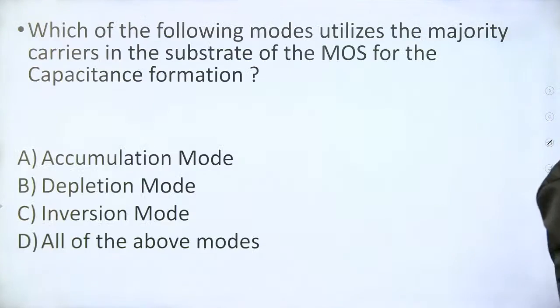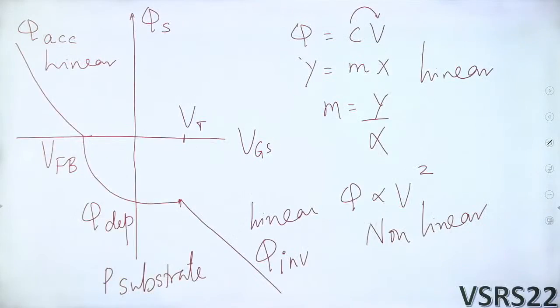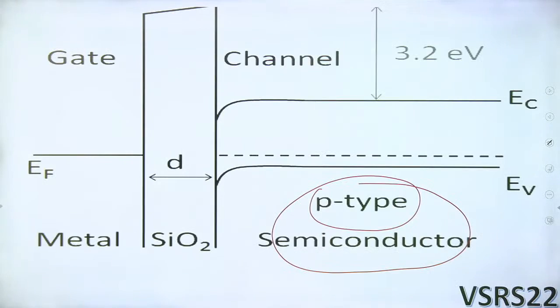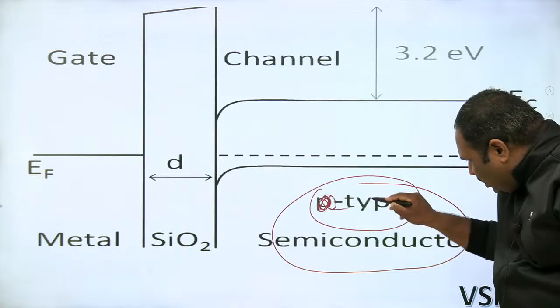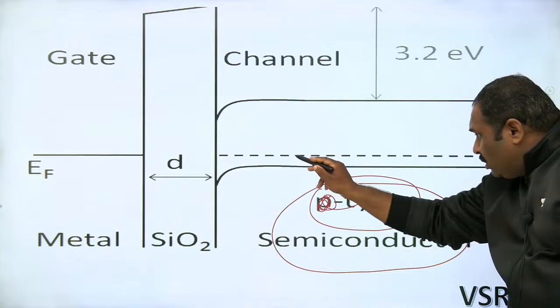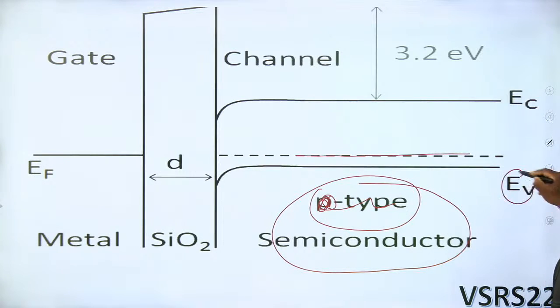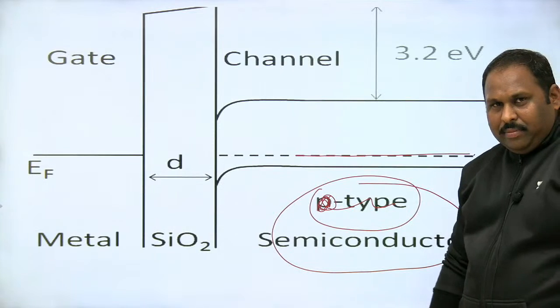So with those notations, the first point I think I'm very clear on is, as you see the diagram, it's P-type semiconductor, P substrate. And even if this is not mentioned here, the Fermi level is close to the valence band. The Fermi level is close to the valence band. So with the Fermi level close to the valence band, it is definitely a P substrate.